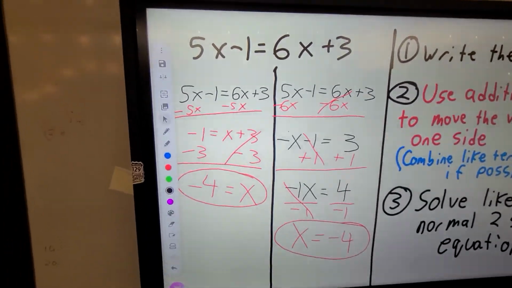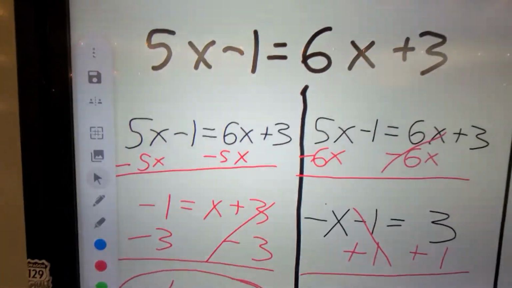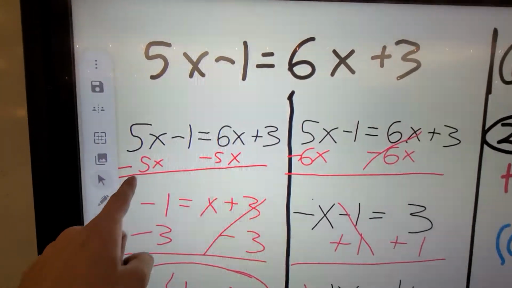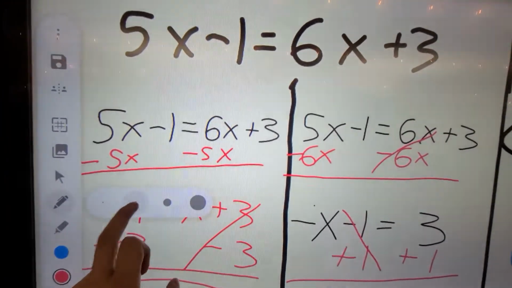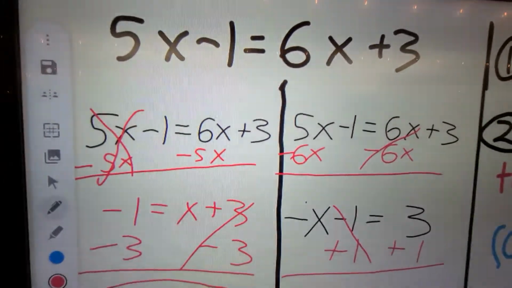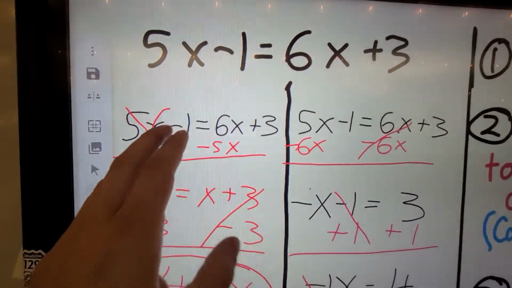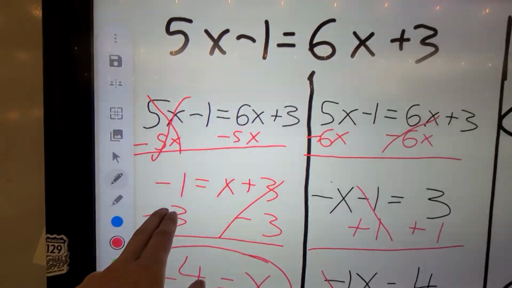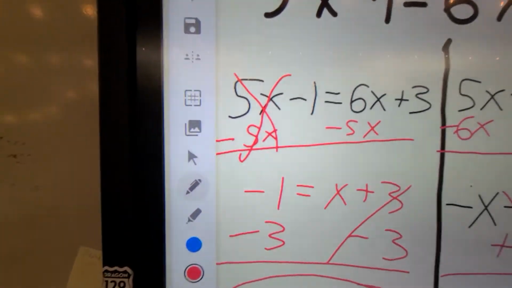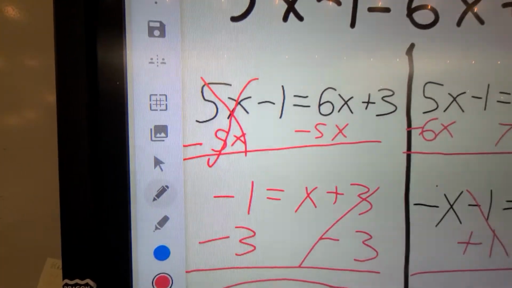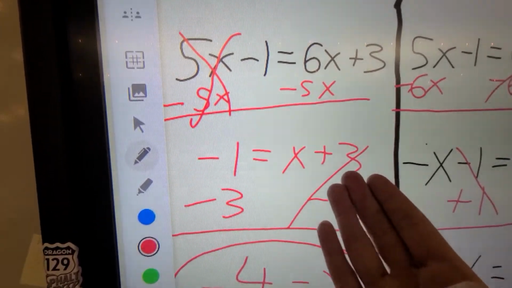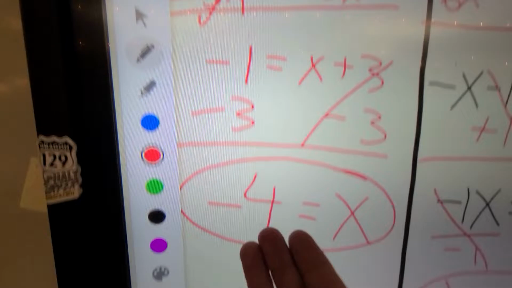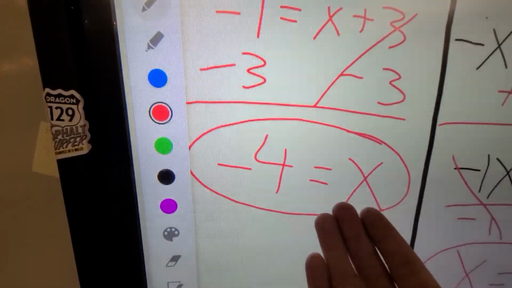But here's the thing. There are two ways we could do this. We could either move this 5x, and we can cross that out. Let me go ahead and cross that out. I forgot to do that earlier. But when I cross that out, I'm eliminating it on the left side, and we can solve it this way. So I subtract 5x from both sides. I end up with -1 equals x plus 3. Subtract 3 from both sides, and I get -4 equals x.